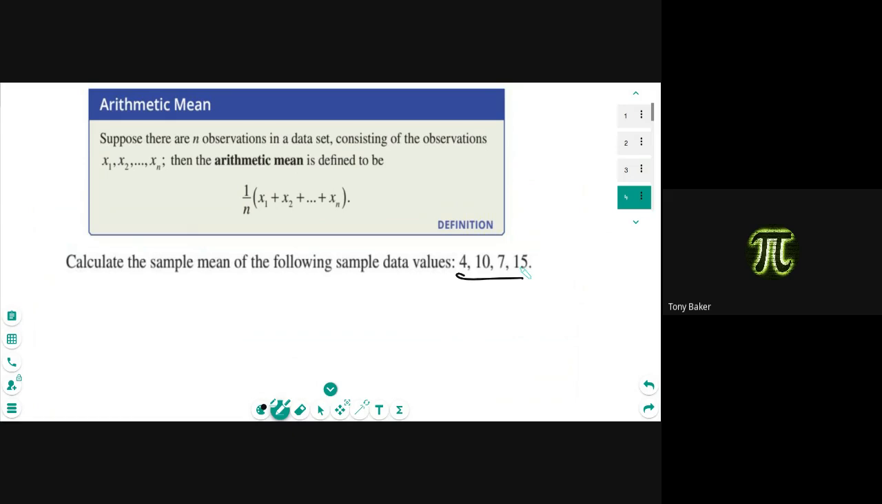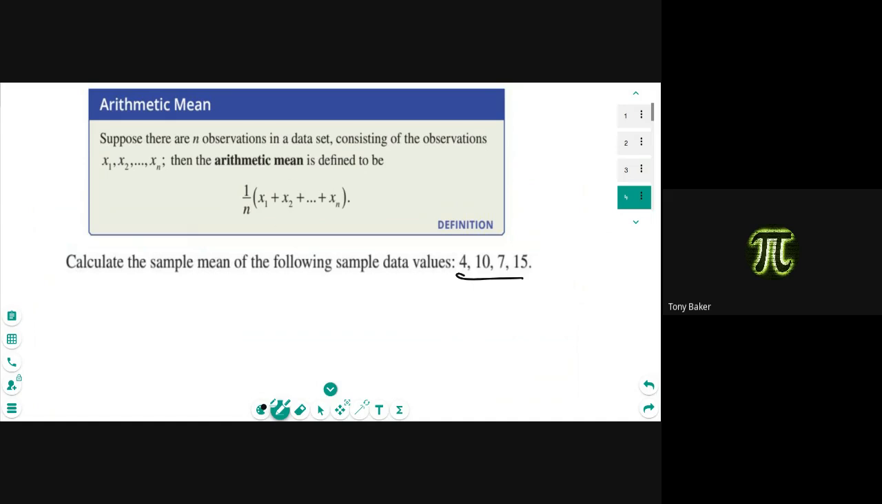the mean of them. All right, so how did I find the mean? Add them up. 4, 10, 7, and 15. All right. So when we're looking for the mean of these, what do we get? What do we get as our mean?